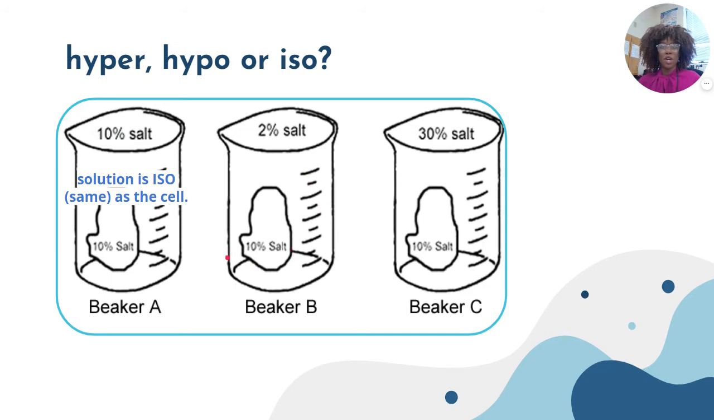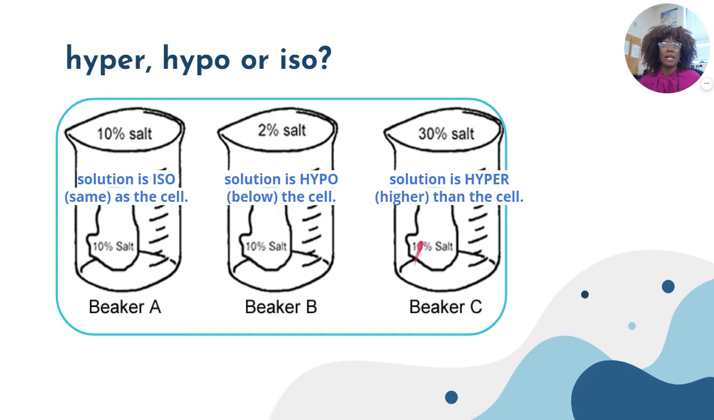Next problem, beaker B. We have 10% salt in the cell and 2% salt surrounding the cell. Would that be hyper, hypo, or iso solution? Hypo. 10 is big, 2 is little, and we're always talking about the solution. So the solution is low, the solution is hypo. Beaker C. What about this one? What do you think it is? Hyper, right? We're looking at the solution. The solution is 30, the cell is 10. 30 is greater than 10, which means 30 is hyper. Hyper is higher than the cell.